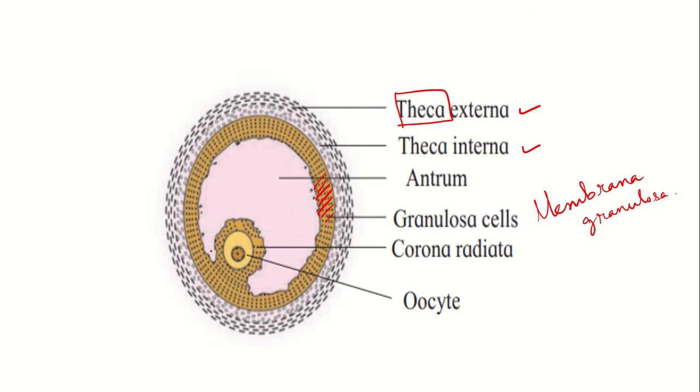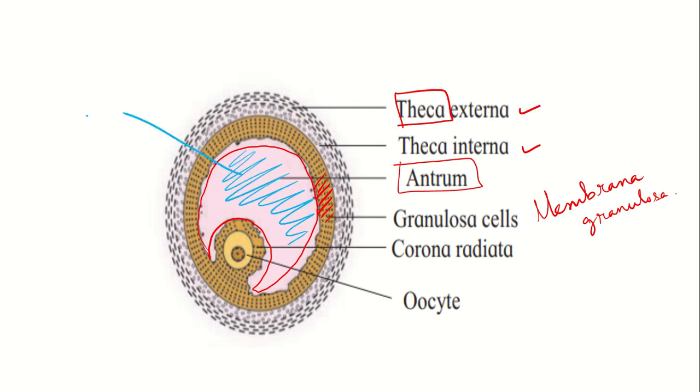And then there is a cavity, this pink colored structure, a half moon shaped cavity. This cavity is known as the antrum, and it is not empty, it is fluid filled. This cavity is filled with a fluid known as liquor folliculi.